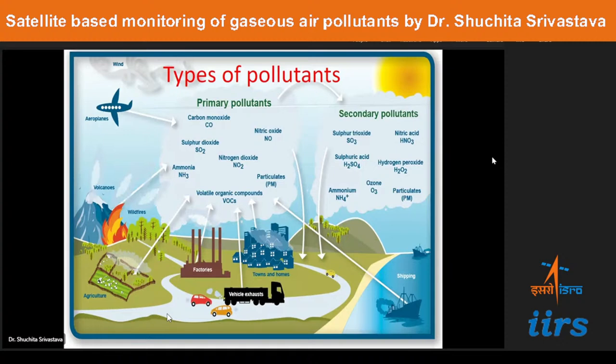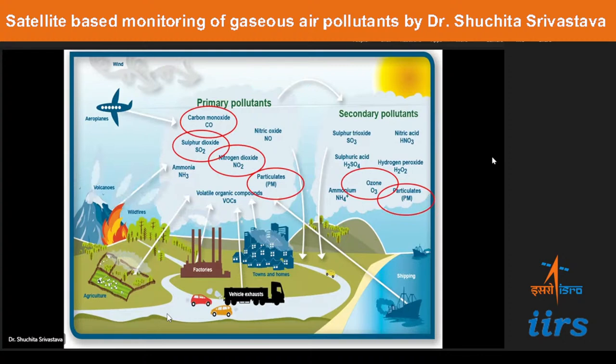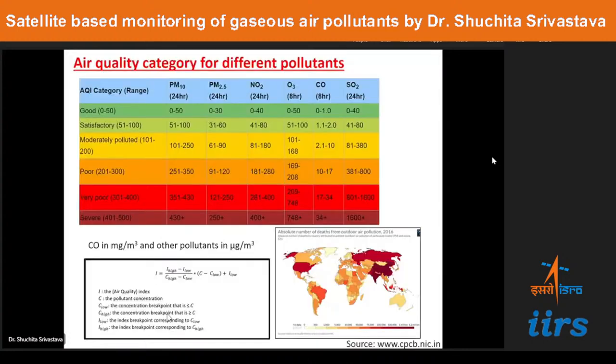Out of all these pollutants, a few are very important. They have very bad health implications even for short duration exposure. These types of pollutants are called criteria air pollutants, and our government has put certain criteria on their concentration. That criteria can be seen in this particular chart. The chart shows air quality index category in 6 ranges: good, satisfactory, moderately polluted, poor, very poor and severe.